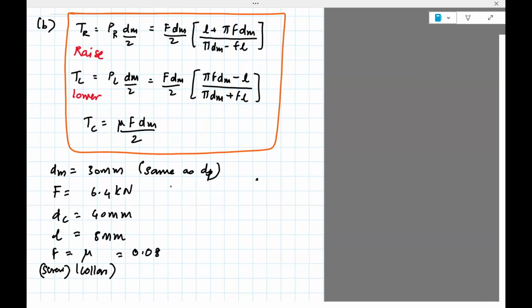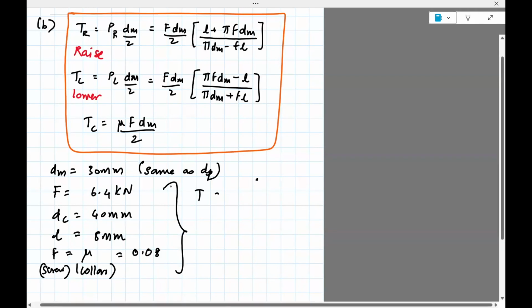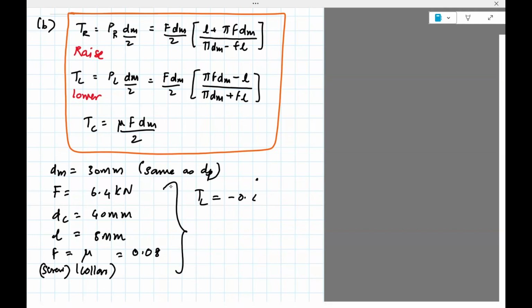Okay, so using these values, you get TL equals minus 0.466, TR equals 15.94, and then TC equals 10.24.